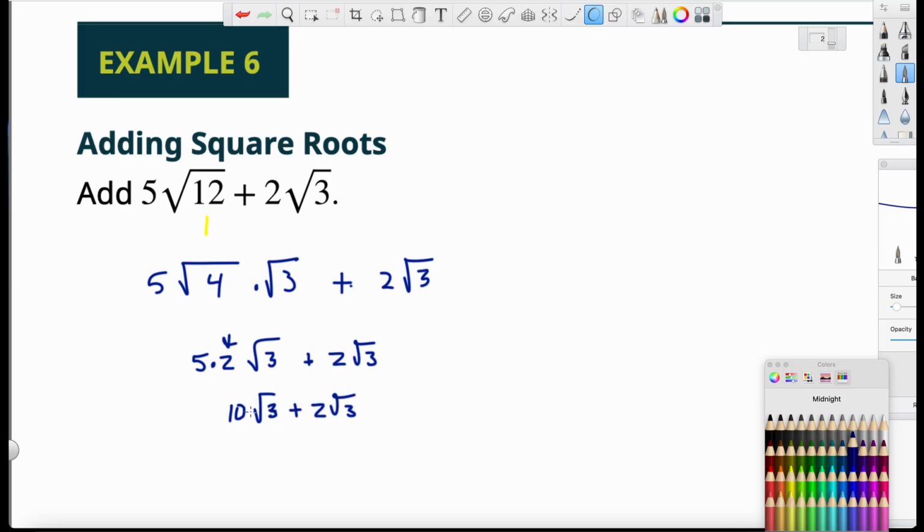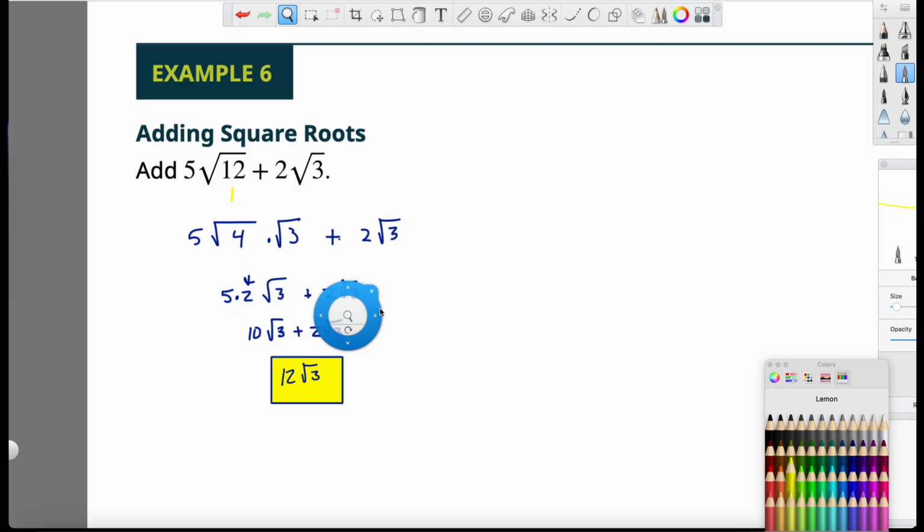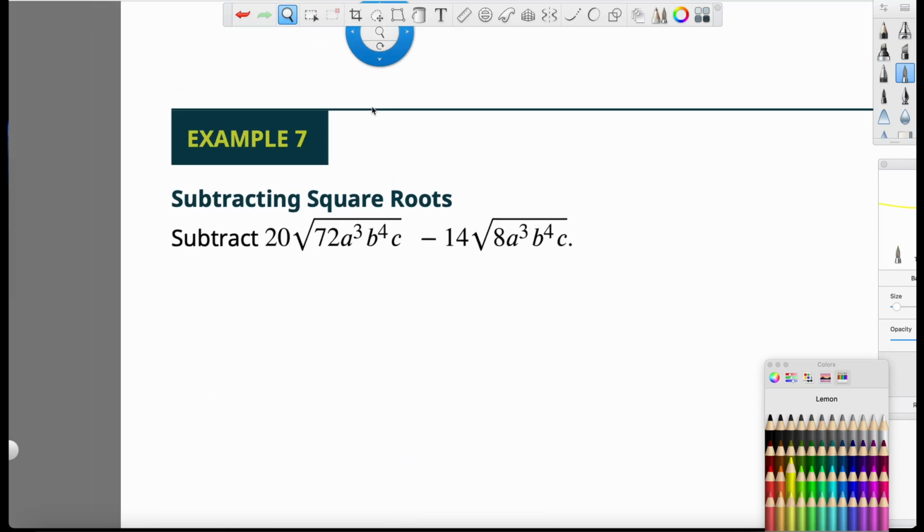So if I have 10 root 3's and I add 2 root 3's, I put all my root 3's together, I have 12 root 3. It's like if I had 10 oranges and 2 oranges and I put them together, I have 12 oranges. Well, this time these are root 3's. I put them together and that's what I got. Like terms are these radicals. That's why we can add those. 12 root 3.